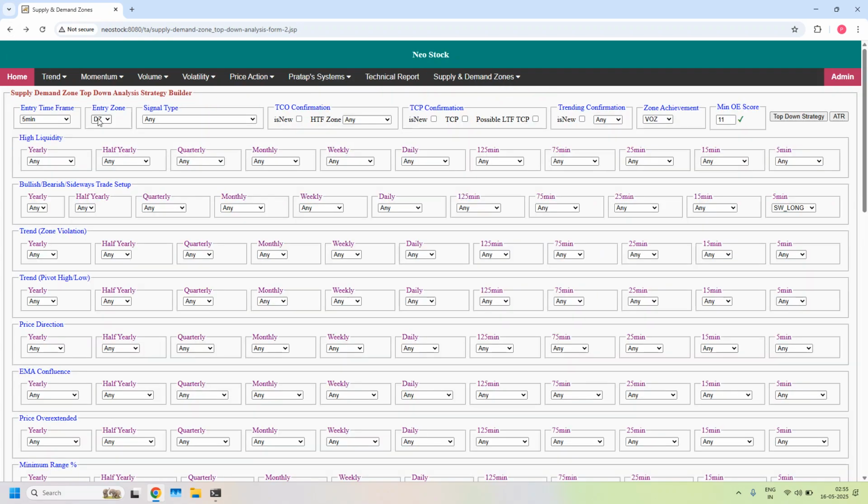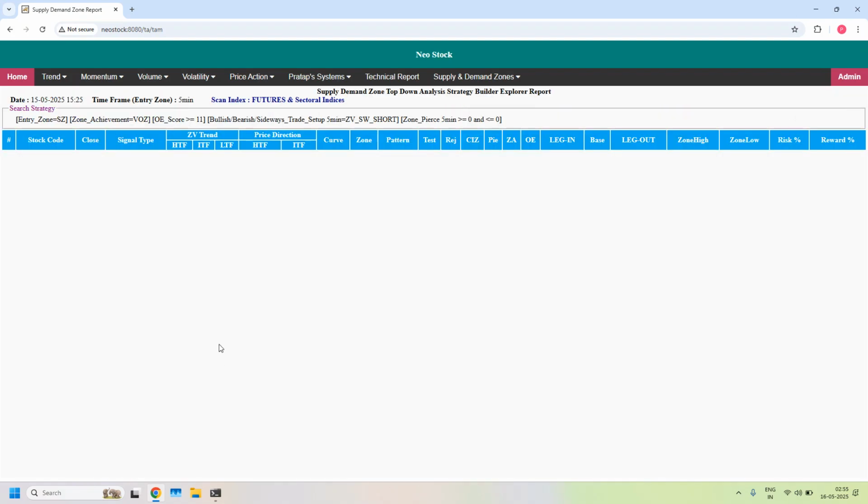Next, sideways short trade setup for hourly income trade, entry zone, supply zone. Here sideways short, but this time all filters are applied to the 5 minute supply zone. We don't have any stocks.